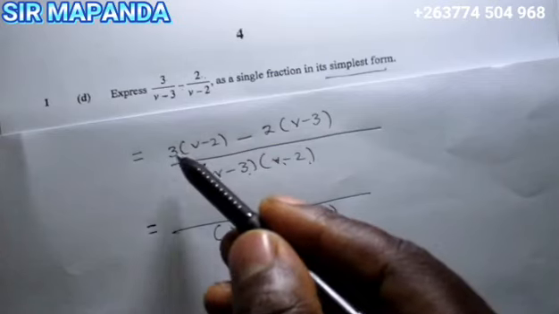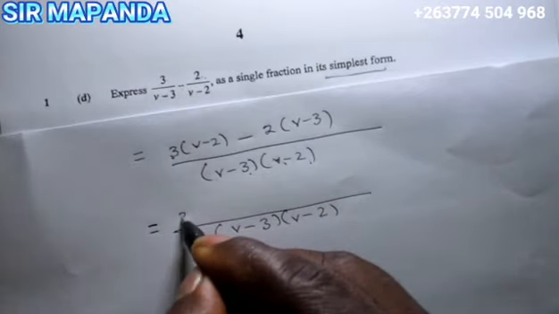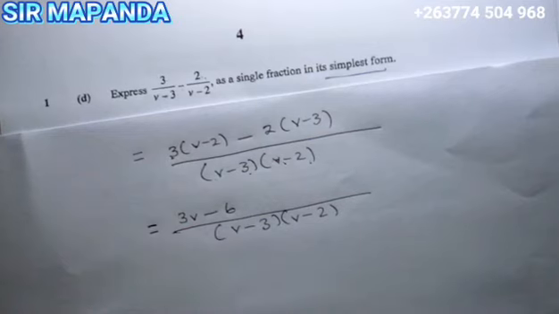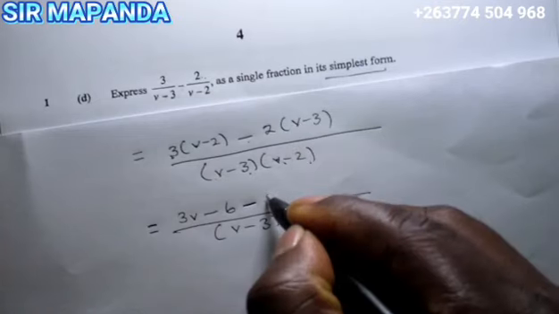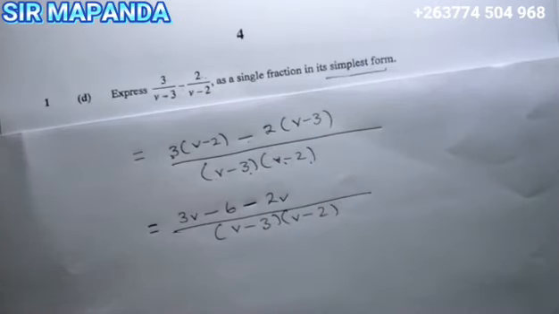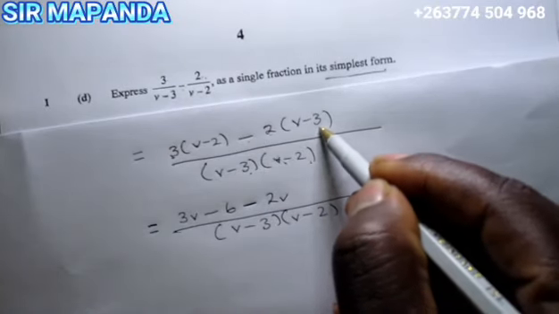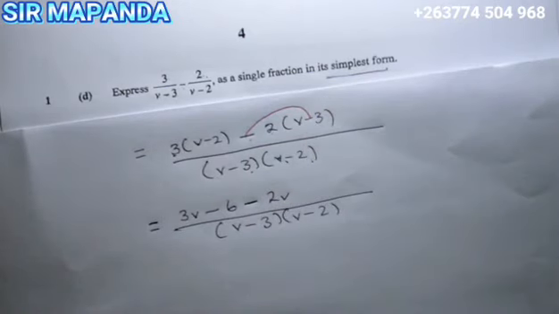So this 3 is going to multiply each and every term inside the bracket, v minus 2. So 3 times v, you get 3v. 3 times minus 2, you get minus 6. I hope you are listening, class. Then you put your negative sign here. Minus 2 times v, you get minus 2v, right? So this is now where majority of the candidates may lose it here, right? Before you multiply 2 and 3, you have to start by multiplying the signs first, right?